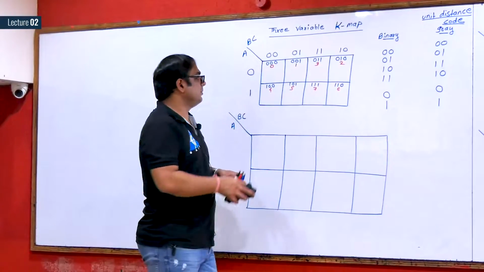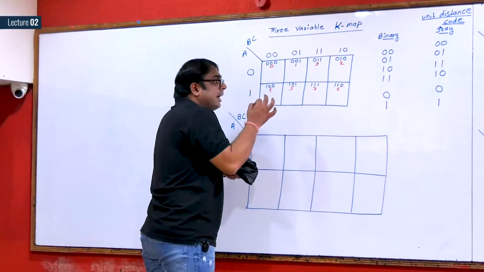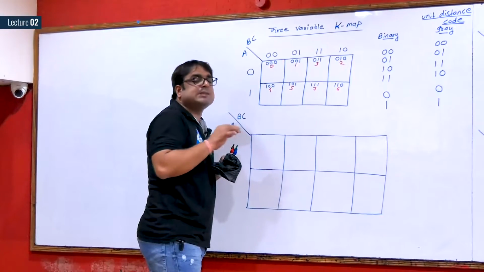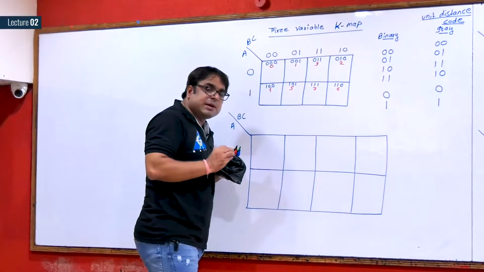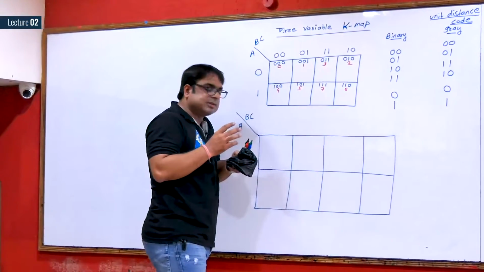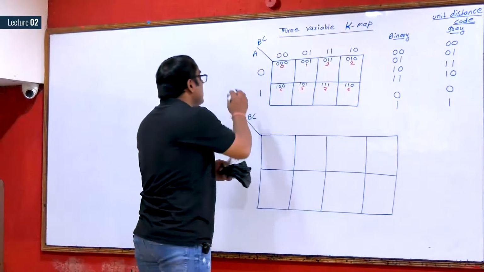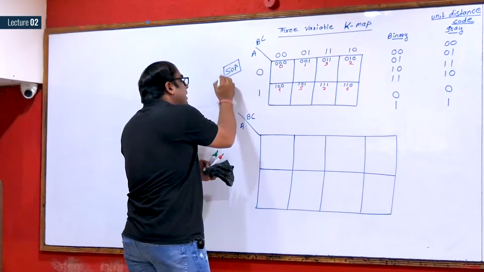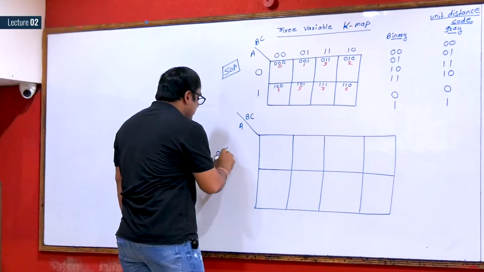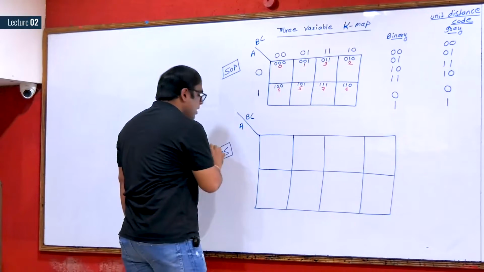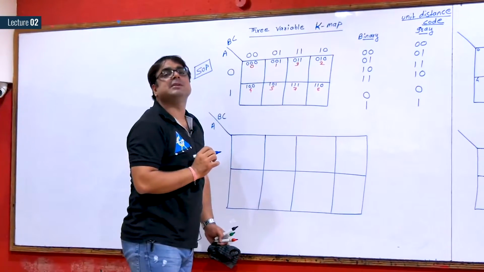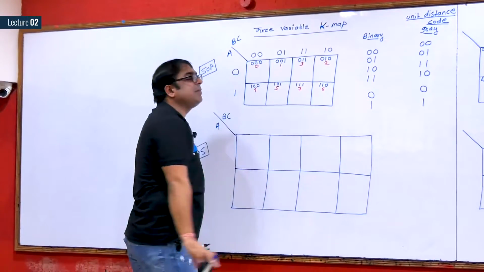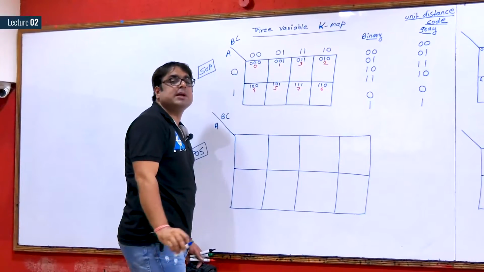Now see, this will be common whether it be SOP or POS. Please see, this K-map I am writing for SOP, the below K-map I will be using for POS. These things will be common for both SOP and POS.